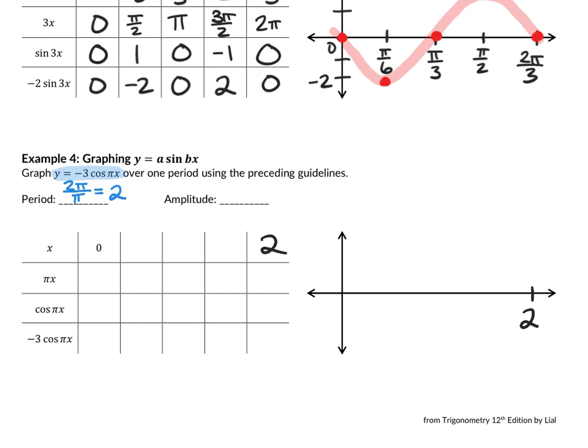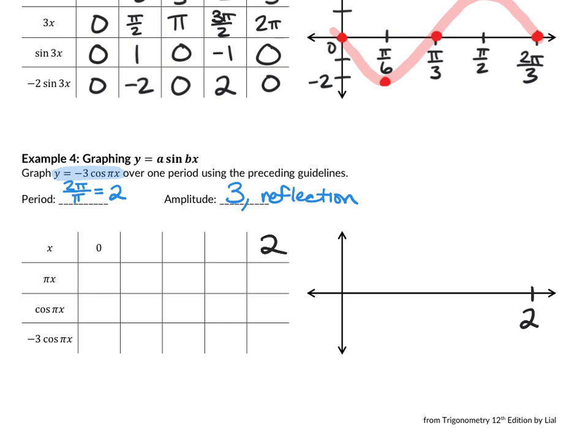All right, let's find our amplitude. What is the amplitude of this graph? 3, but again, this one's going to be reflected. The negative does not affect the amplitude, but it is a reflection of this graph. I like to write that down for myself so I remember it shouldn't be starting at a maximum, it should be starting at a minimum.